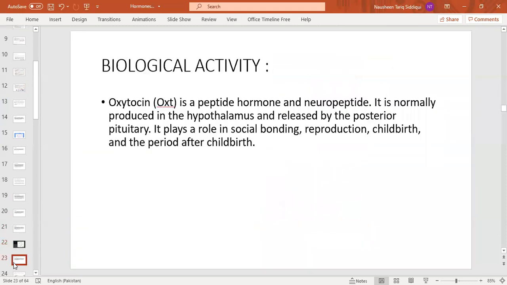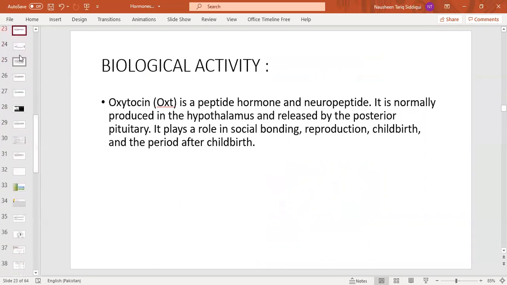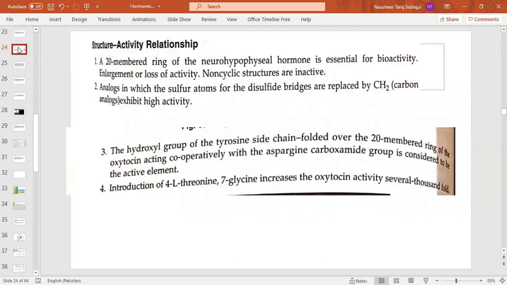Biological activity. Oxytocin is a peptide hormone and neuropeptide. It is normally produced in the hypothalamus and released by the posterior pituitary. It plays a role in social bonding, reproduction, childbirth, and the period after birth. Of course, it is required for feeding. Okay. Now the structure activity relationship.